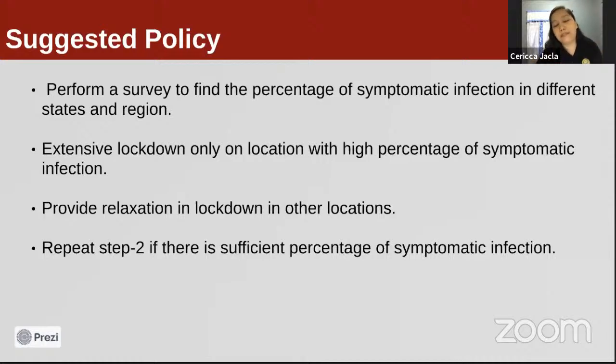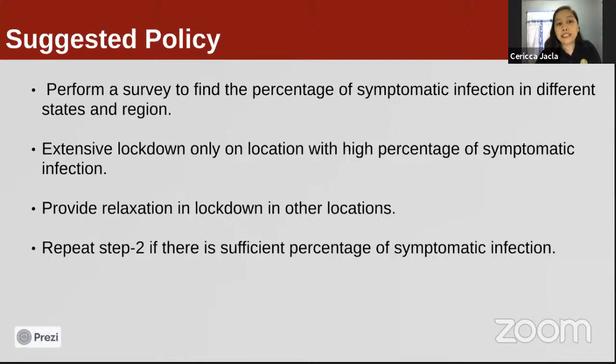In short, they should invest in contact tracing, extensive lockdown only on locations with a high percentage of symptomatic infection, and provide relaxation in lockdown in other locations. This means that, for example, lockdown for 2 weeks, then 1 week there will be no lockdown. It still shows that there is a decrease in the rate of spreading of the virus. It also helps in the economic part of India, since COVID-19 really affects the economy of most countries. So this one also solves the problem in the economy.